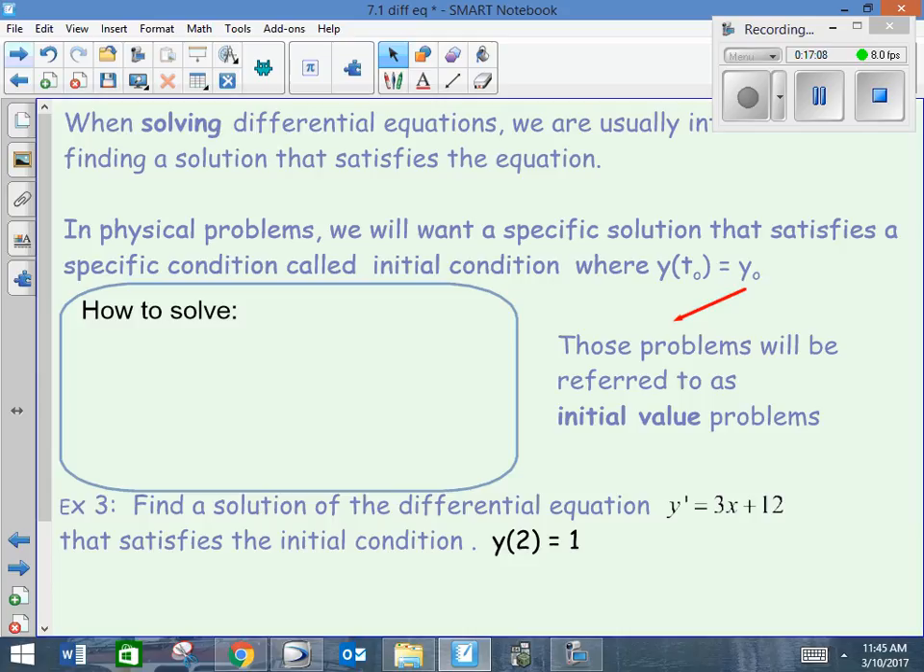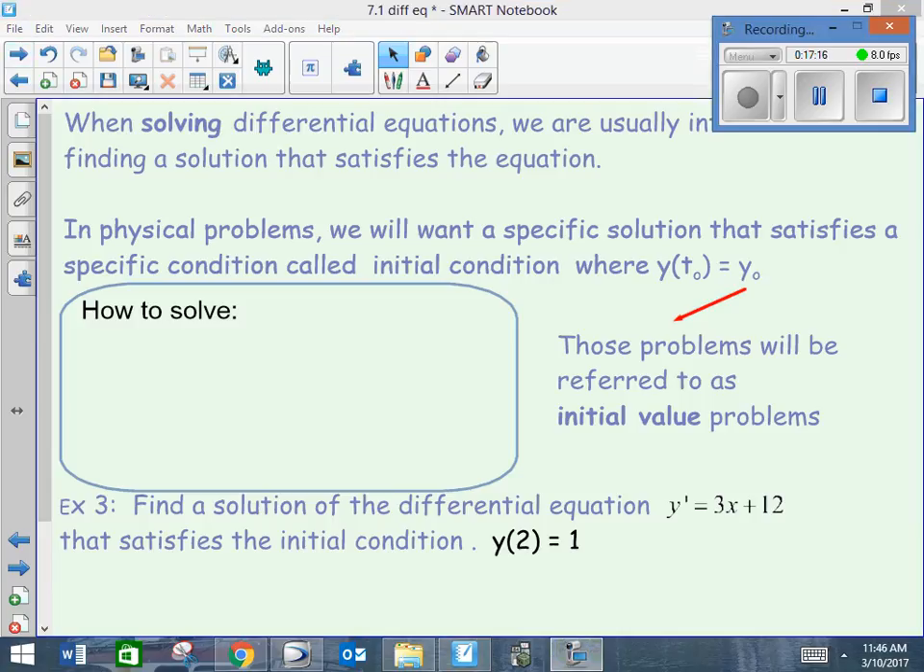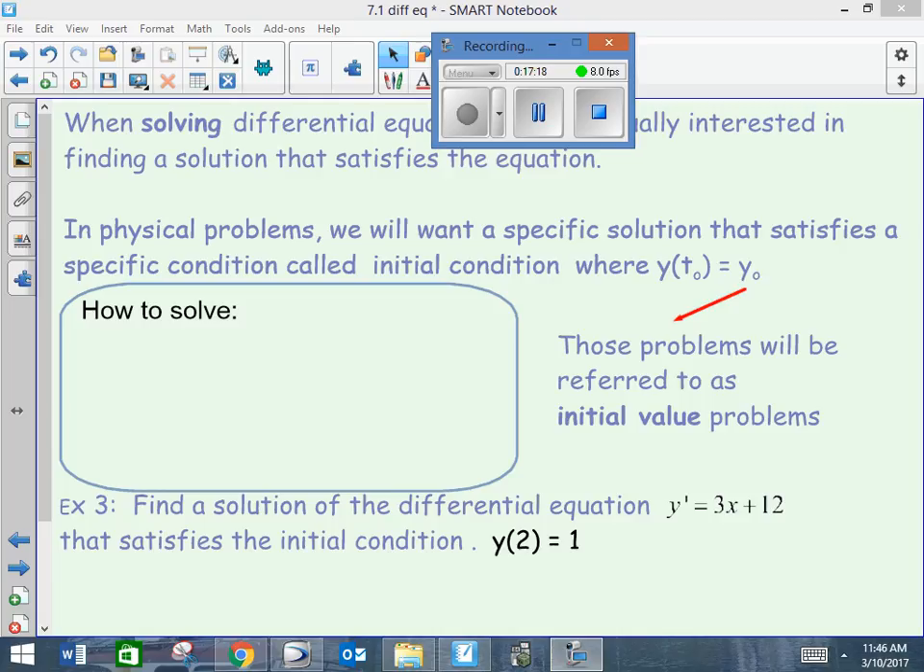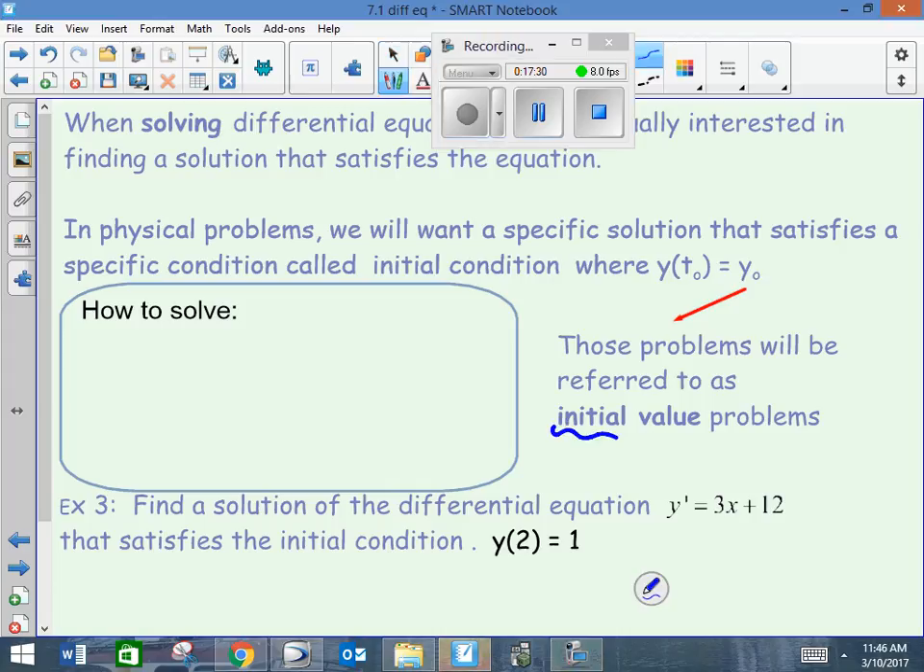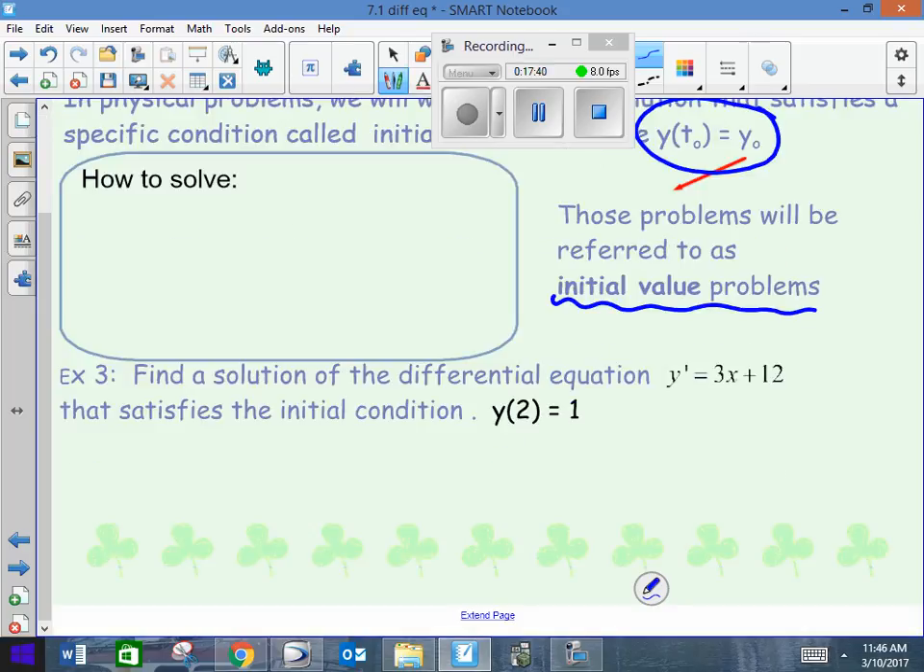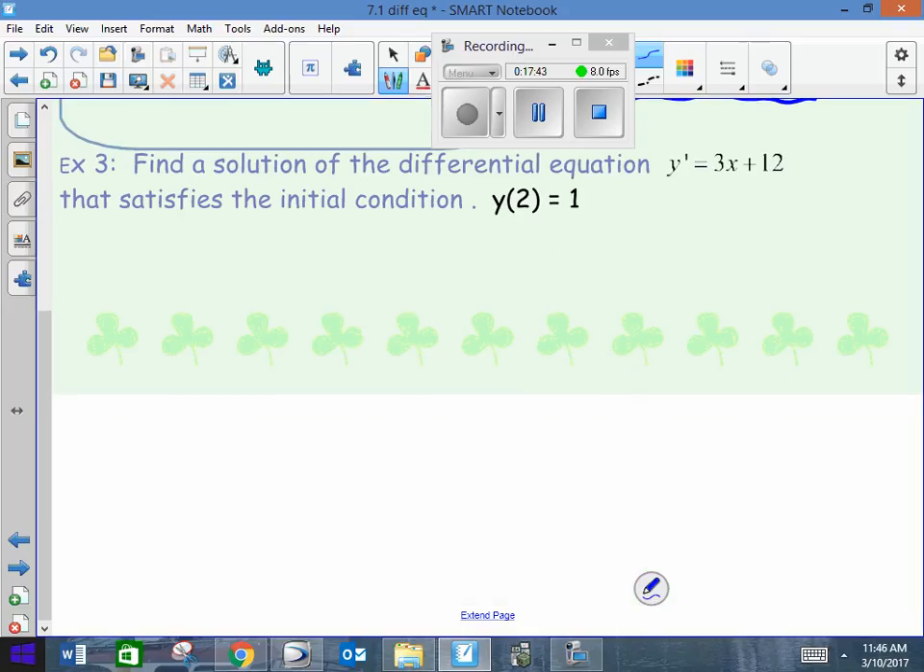Hello. Focus. When solving differential equations, we are usually interested in finding a solution. That's what you're looking for when you're solving something. You're finding a solution, right? Okay. We're going to want a specific solution. These are your initial value problems because I have to give you an initial value. All right. So we'll put the steps here after we go here because I'm thinking you'll know how to do this. All right. Here we go.